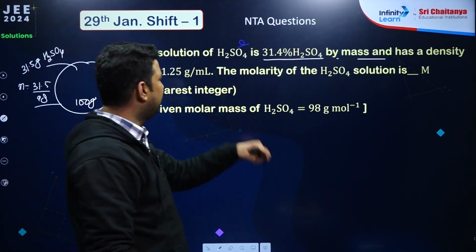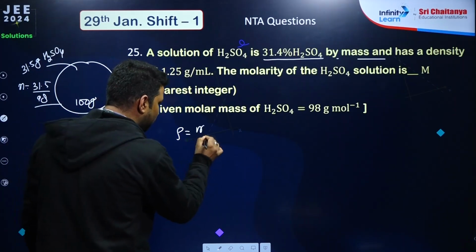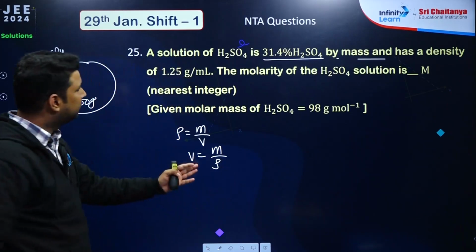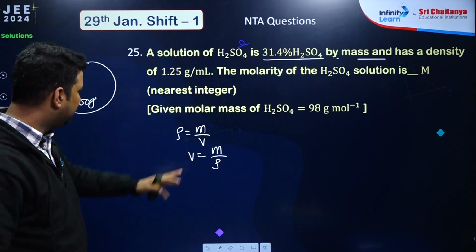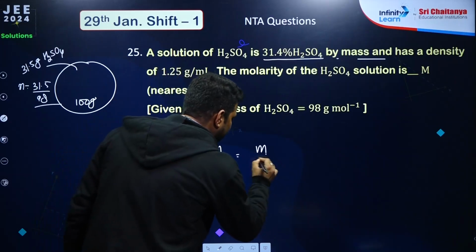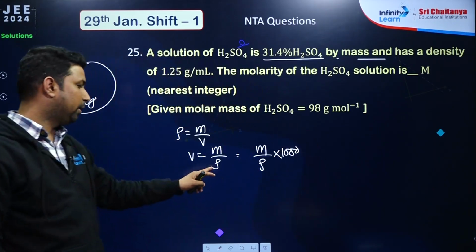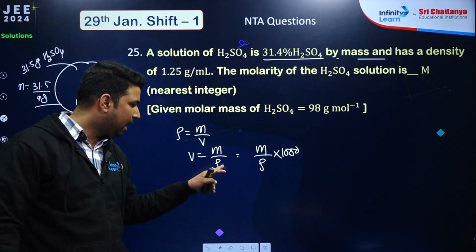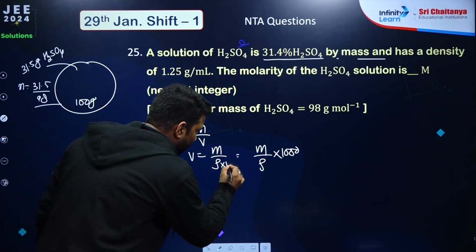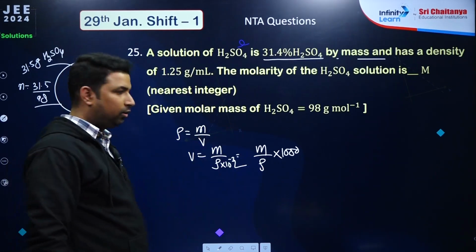Now for molarity we need volume, and for volume density is given. So density equal to mass upon volume. So volume equal to mass upon density. Since density is given in gram per ml, but in molarity we need volume in the liter. So I can write this mass upon density into 1000. Right? Because you have to multiply by 10 to the power minus 3, and 10 to the power minus 3 will go into the numerator. See, this is 10 to the power minus 3 liter. So 10 to the power minus 3 will go to the numerator.